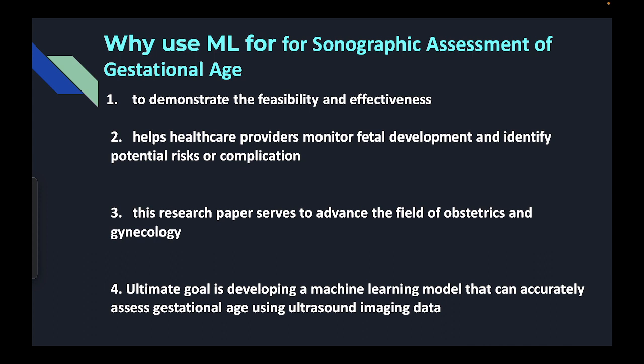Ultrasound imaging has become standard for assessing gestational age, but accurately measuring fetal size and age can be challenging, especially in cases of fetal growth restriction and abnormal development. The development of a machine learning model that can accurately estimate gestational age based on ultrasound data could have significant clinical implications, potentially improving accuracy and consistency in this sector.